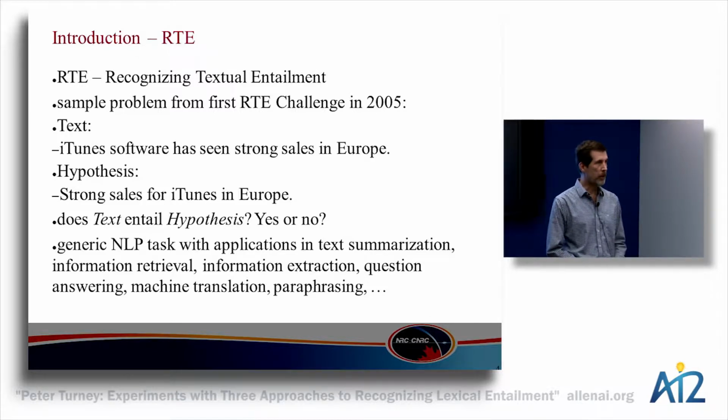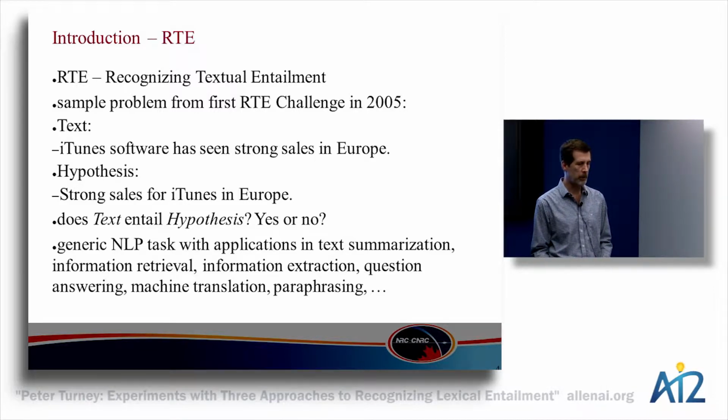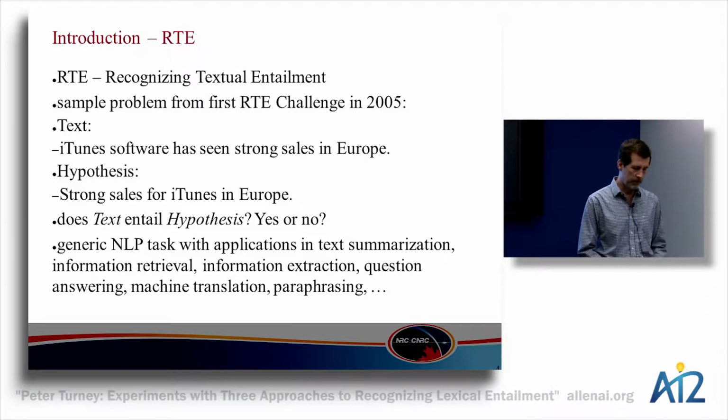So why are people interested in this? If you had a black box that could solve these kinds of problems, you feed in a pair of sentences and it pops out a decision, yes, the text entails the hypothesis, or no, it doesn't entail it. You could do a lot of things with that black box. Text summarization, information retrieval, information extraction, question answering, machine translation, paraphrasing. It's a generic task with lots of applications, so many people are very interested in it.